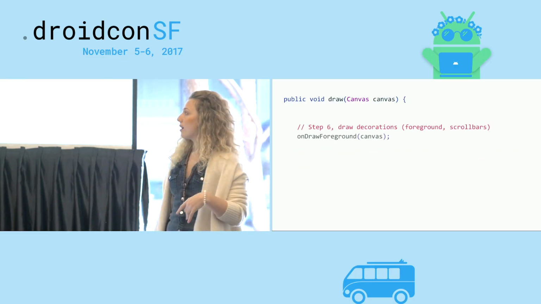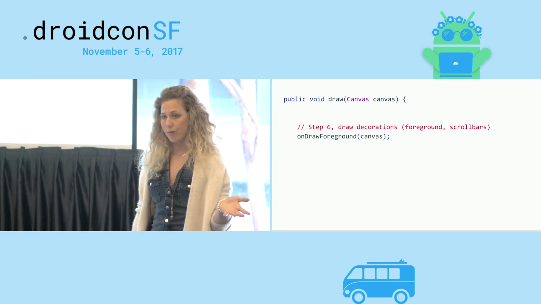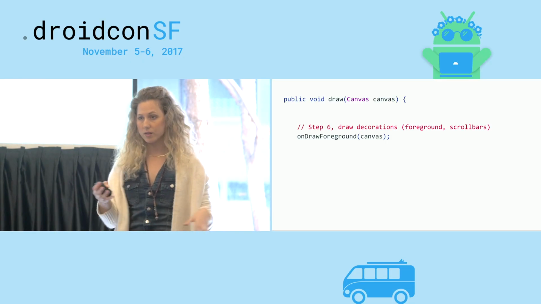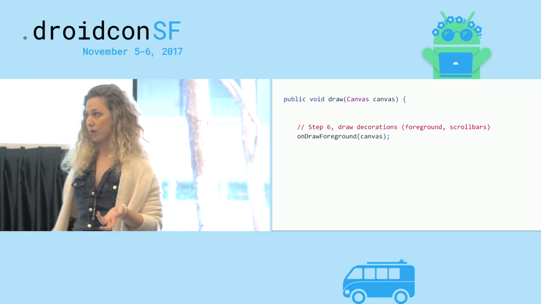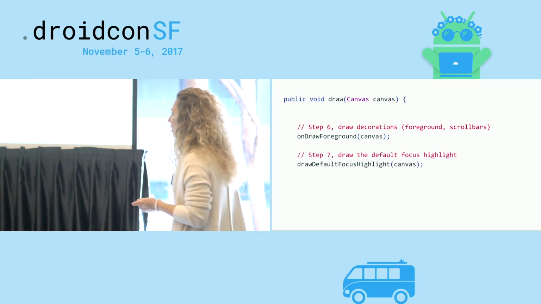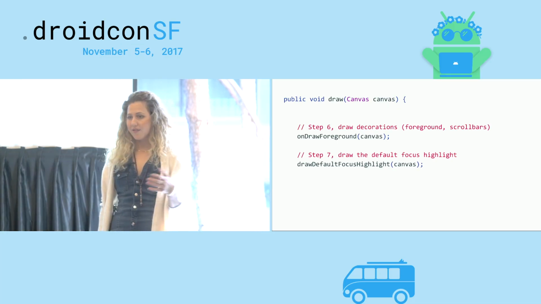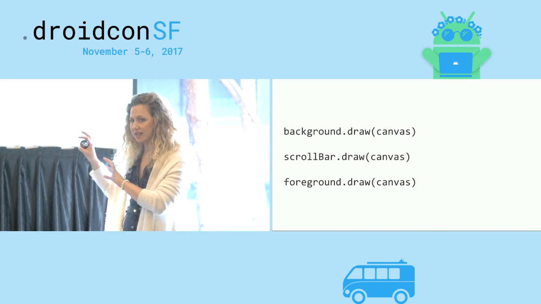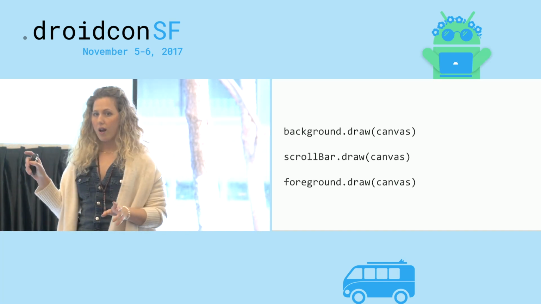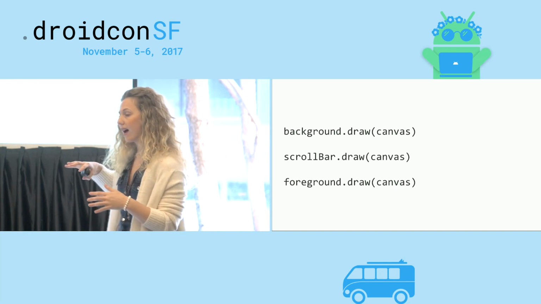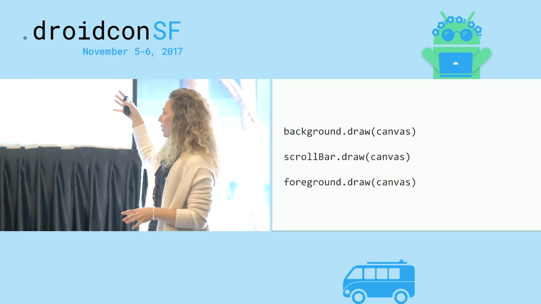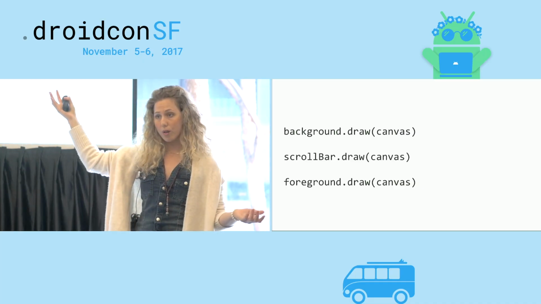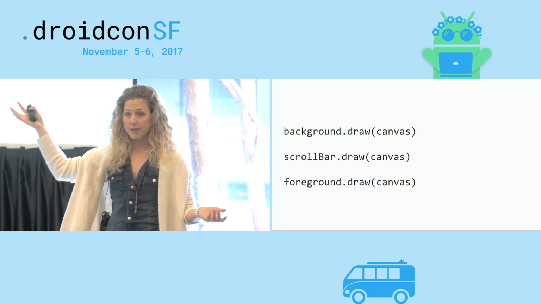Then we're going to draw the foreground, if you set up a foreground, or sometimes for lists we have the scroll bars and everything like that. So this is more layers, another drawable that we're going to draw. And next thing, we're going to draw default focus highlights on the canvas. Once again, another layer. So these are just examples, everything we saw so far, all of the methods behind the name, they're going to do pretty much that. They have a background, which is just an example for a drawable, and we're going to draw it on the canvas.